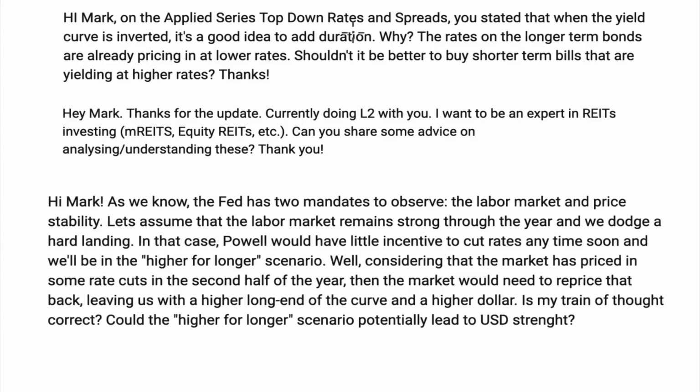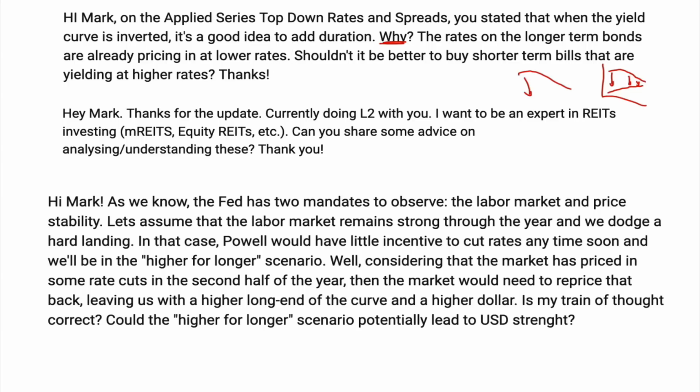Okay, applied series, top-down rates and spreads. You stated that when the yield curve is inverted, it's a good idea to add duration. Why? Because inverted yield curves always resolve themselves by short end rates dropping. So if you have a yield curve that looks like this, it usually ends up resolving itself by doing this. So rates drop at all parts of the curve. Rates on longer bonds are already pricing in at lower rates. Shouldn't it be better to buy shorter term bills that are yielding higher rates?